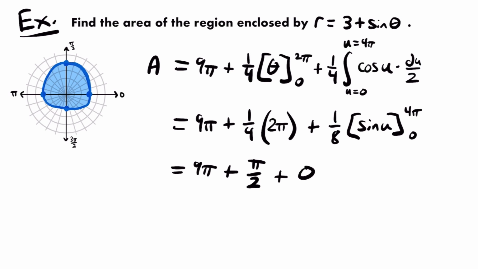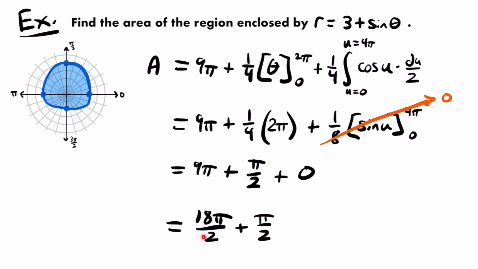So we'll have plus 0 because this whole term just becomes 0. All right, so our final answer is just going to be 9 pi plus pi divided by 2, and we can combine that. 9 pi would be the same as 18 pi divided by 2, right? This would be equal to 18 pi divided by 2 plus pi divided by 2. 18 divided by 2 is 9, so this is the same as 9 pi.